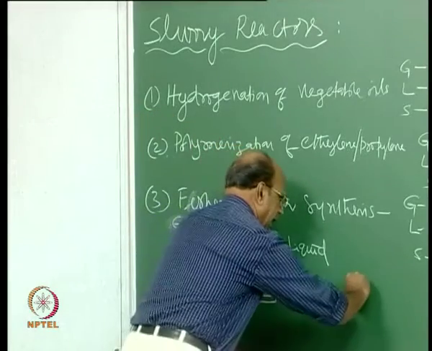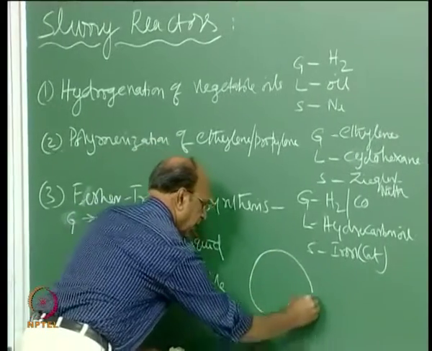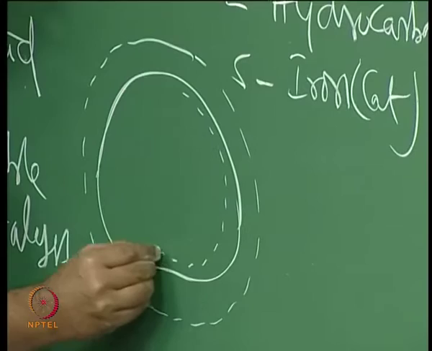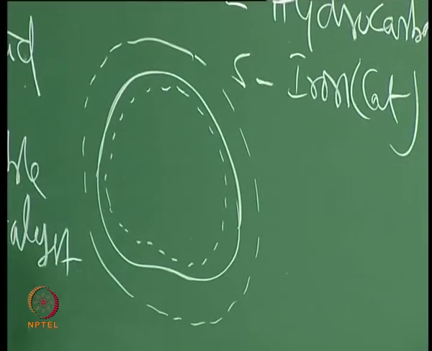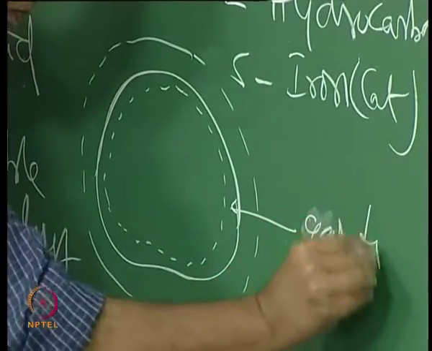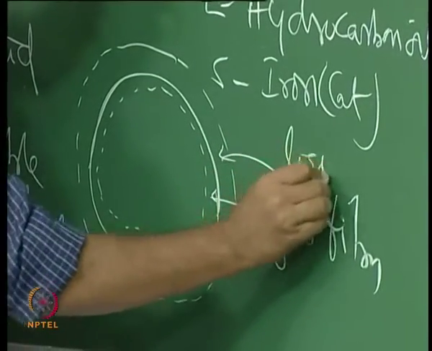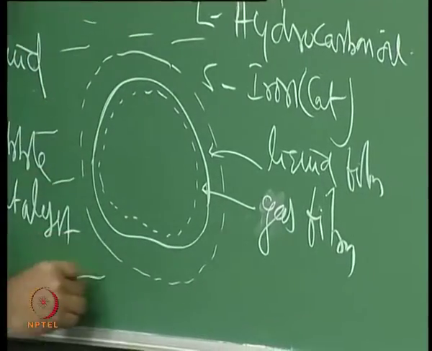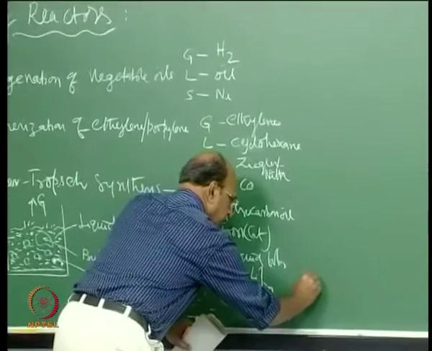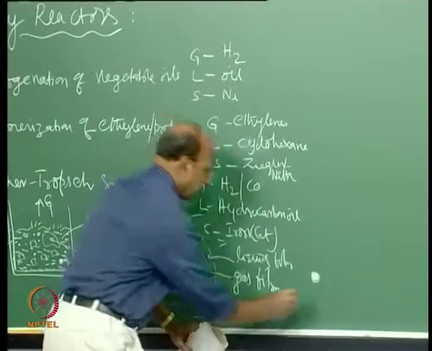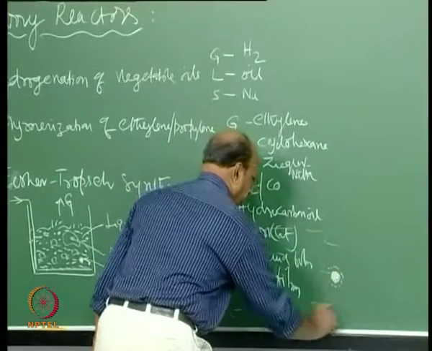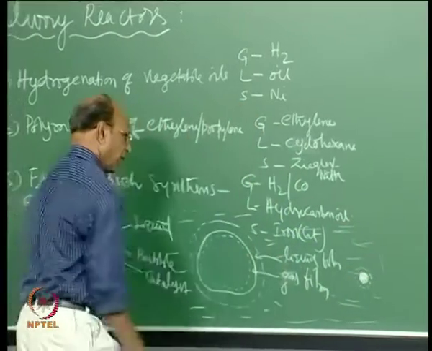Then if I also take one bubble for our imagination, you also have inside a gas film, if I have different gases, this is the gas film. This is the liquid film, because all surrounding I have liquid. Then somewhere here I have a catalyst particle. Again this has a liquid film, this also in the liquid. So, now we know the steps.